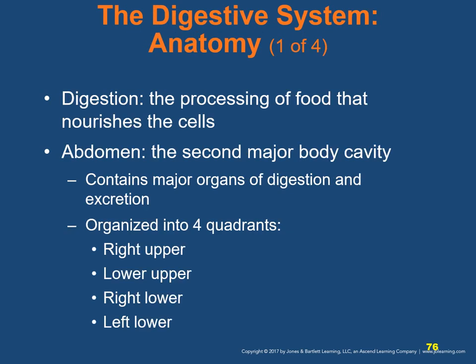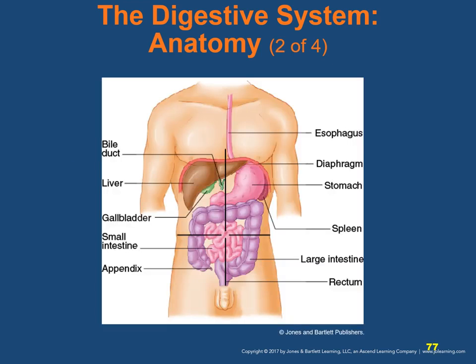Now we're going to discuss the anatomy of the digestive system. Digestion is the processing of food that nourishes the individual cells of the body. The digestive system is also called the gastrointestinal system. It contains the major organs of digestion and excretion and is organized into four quadrants: the right upper, left upper, right lower, and left lower. The abdomen is the second major body cavity, the first being the thoracic cavity, and it contains the major organs of digestion and excretion. The quadrants are the easiest way to identify areas.